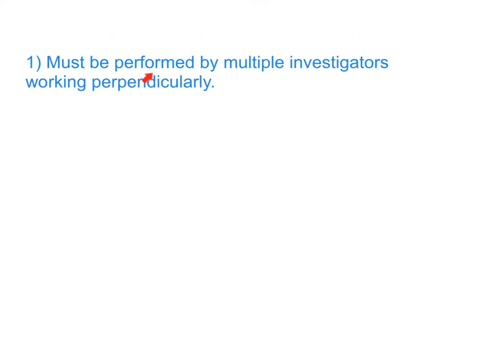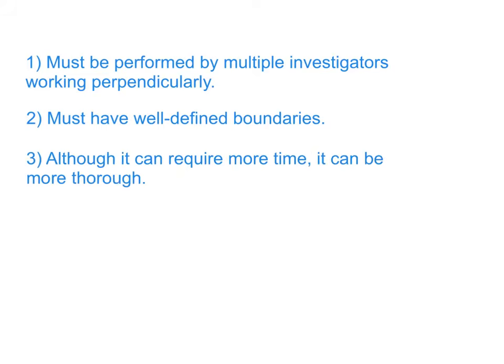First, this must be performed by multiple investigators that work perpendicularly with respect to each other. Second, you must have well-defined boundaries. That way you know where to start and stop for each of your swaths through the crime scene. And third, although it can require more time, it can be more thorough since you're having multiple people crossing over each other. So it makes it a little less likely that you can overlook evidence.